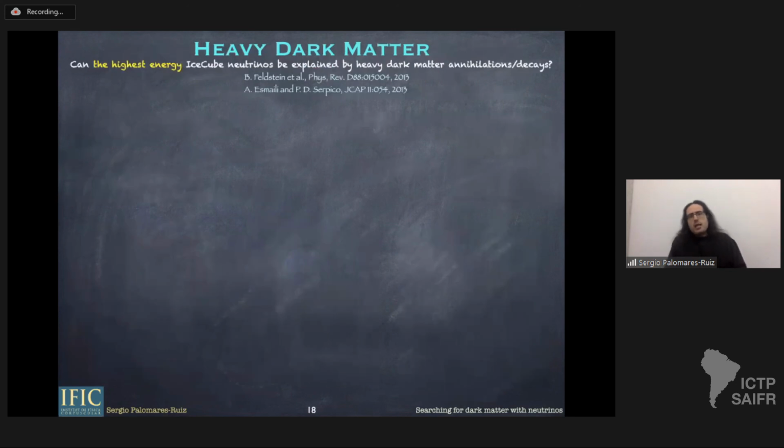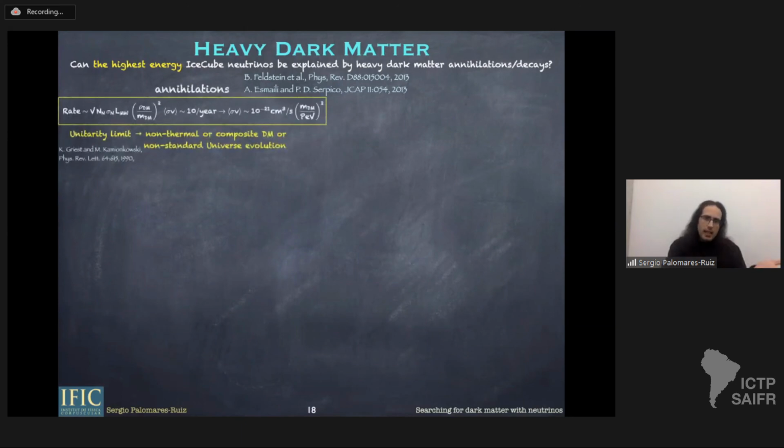So what about we talk about heavy dark matter? You all know that a few years ago, IceCube discovered the flux of high energy extraterrestrial neutrinos. And among those, there were 2 PeV neutrinos. After those events were announced, Feldstein and collaborators posed the following question: can the highest energy IceCube neutrinos be explained by heavy dark matter annihilations or decays?